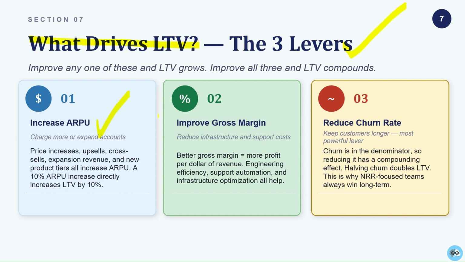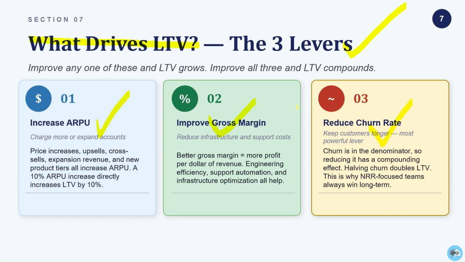Another one is improve gross margin. There are two ways to improve gross margin, either increase revenue or decrease your cost. Since we have already discussed increase in revenue, here we are discussing decrease in your expenses. So try to do more automation, bring in more efficiency in terms of engineering and infrastructure.